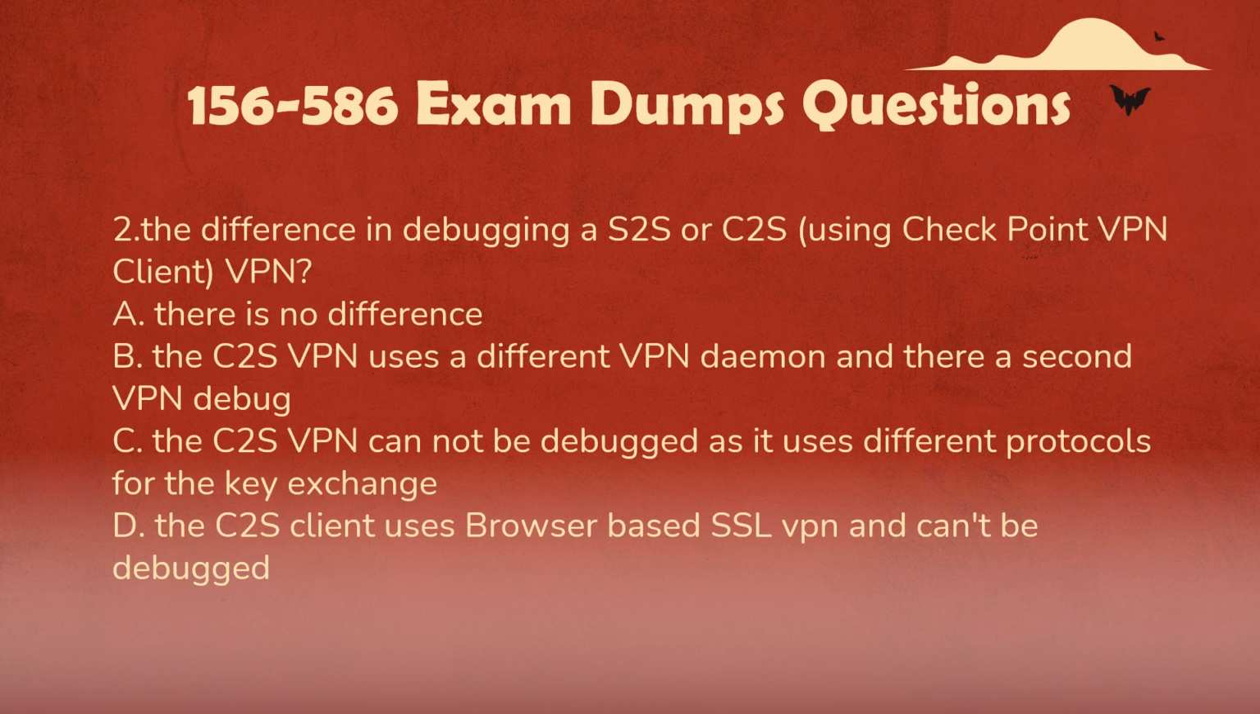2. The difference in debugging S2S or C2S, using Check Point VPN client, VPN? A. There is no difference. B. The C2S VPN uses a different VPN daemon and there is a second VPN debug. C. The C2S VPN cannot be debugged as it uses different protocols for the key exchange. D. The C2S client uses browser-based SSL VPN and can't be debugged.